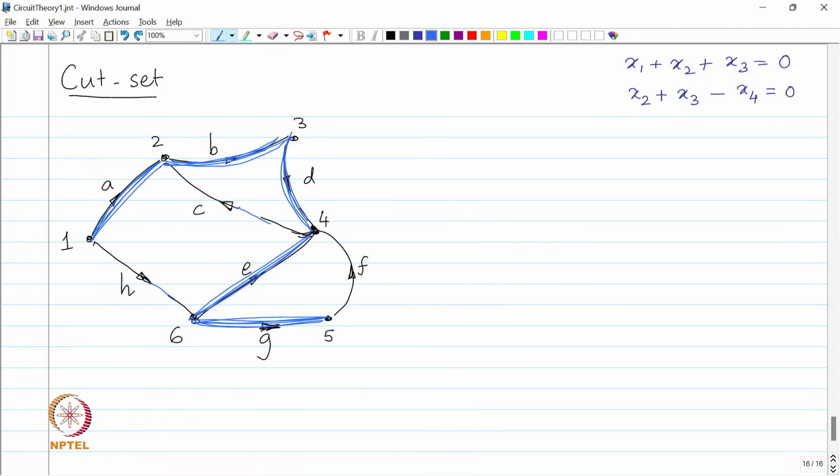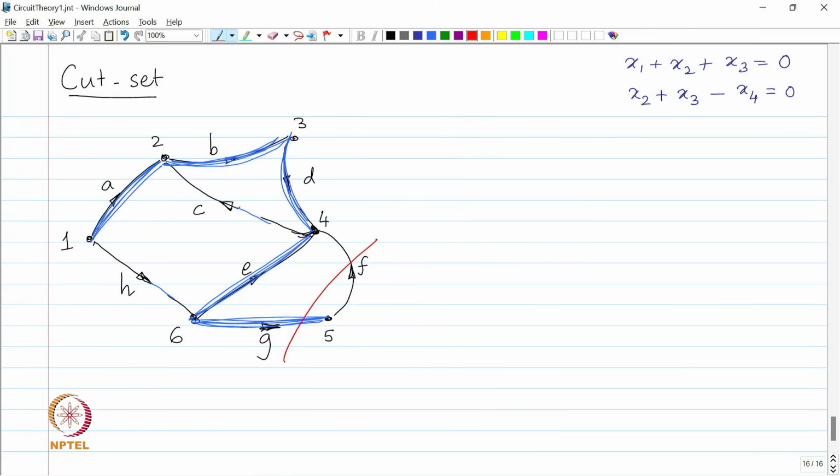Which are the links now I need to cut? Which link should I cut to isolate 5? F. So, I can easily make a cut like this, right. So, that is going to be a cut set, fine. Any question? No? All right.